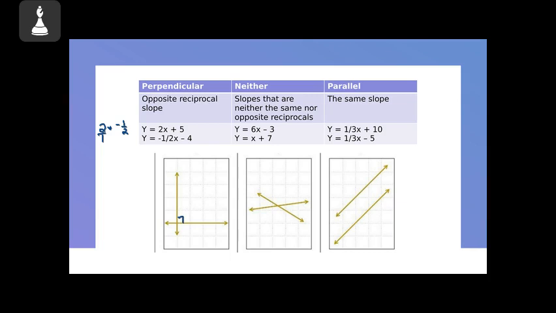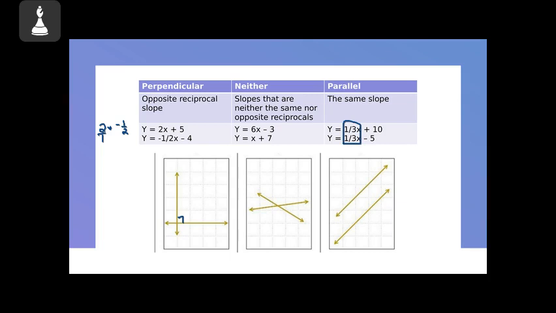Slopes that are not opposite reciprocals and are not the same, which is what we're going to talk about over here in parallel, are going to be in neithers. So let's talk about parallel really quick and then come back to neither. Parallel lines will have the exact same slope. So y equals 1/3 x plus 10, y equals 1/3 x minus 5. They will go at the same rate. This creates a graph like train tracks that will never intersect.